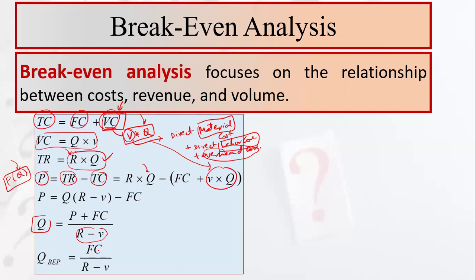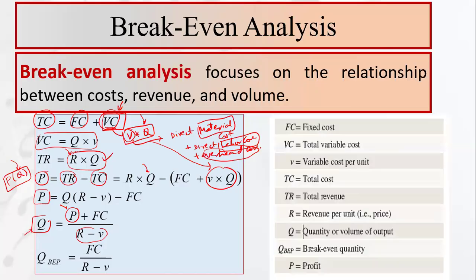So Q, look at the profit here. If profit equals 0, that is the break-even quantity. If profit is not 0, then you are producing more items than break-even. Is it clearly understood to you? Yes, no?